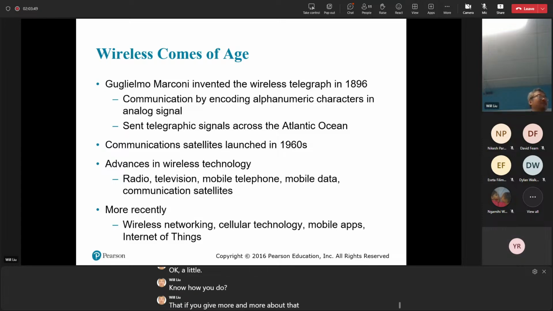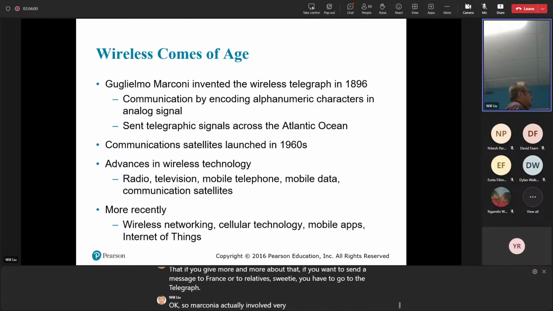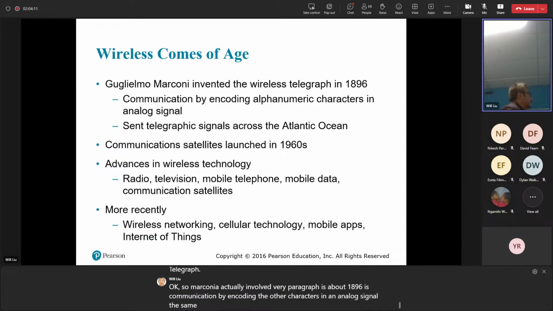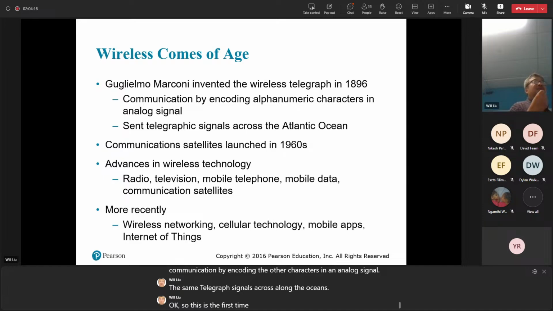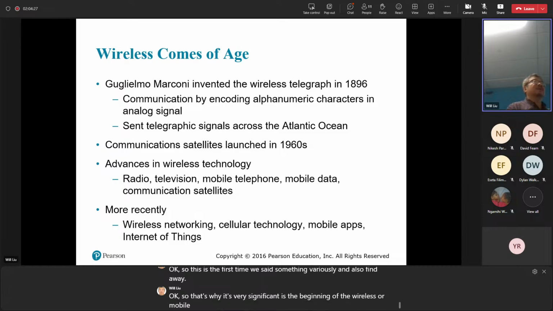But at that time, if you wanted to send a message to friends or relatives in another city, you had to go to the telegraph. Marconi actually invented wireless telegraph in 1896. It's communication by encoding alphabet characters in analog signals. He sent telegraph signals across the Atlantic Ocean. This is the first time we sent something wirelessly and also far away, so it's very significant. It's the beginning of wireless or mobile communications.